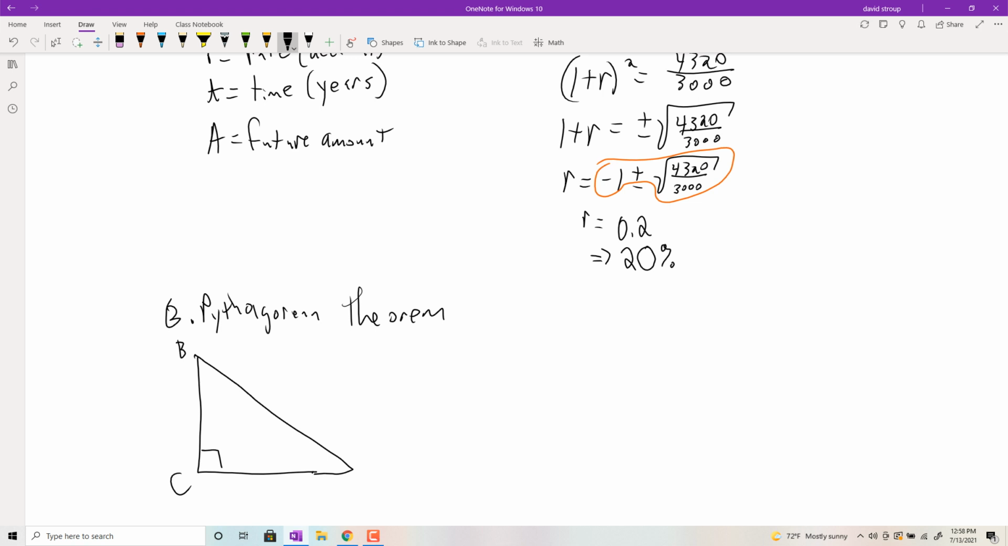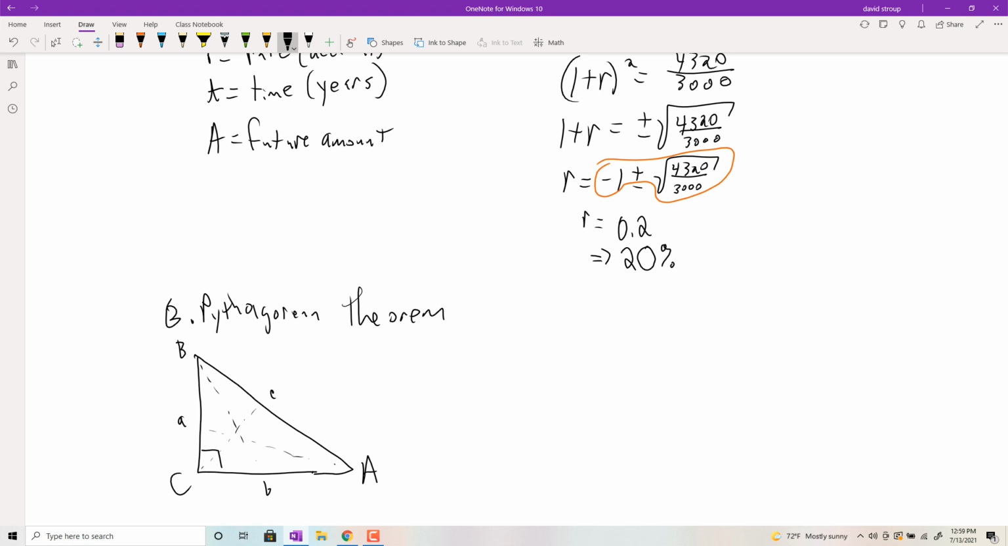Here's a triangle. Label the angles A, B, C. And then the sides opposite the angles are labeled a, and then c is over here, and then b is right here. Okay.